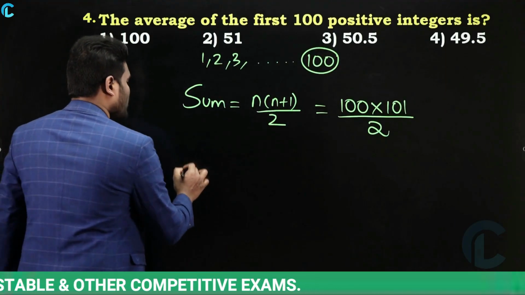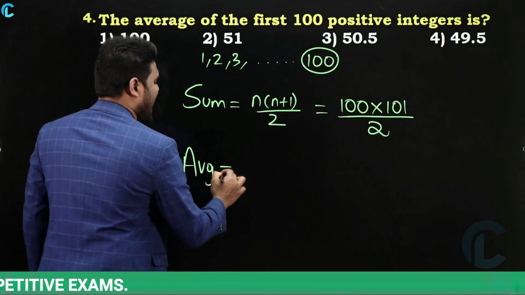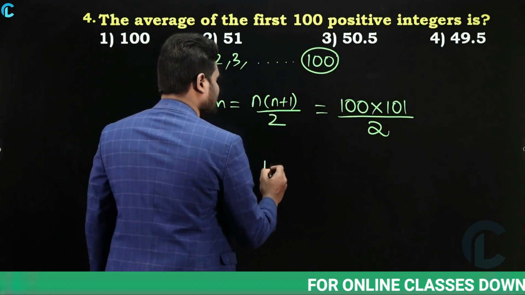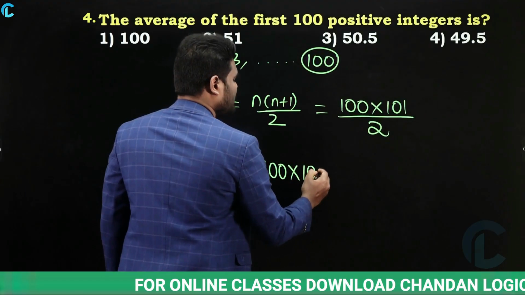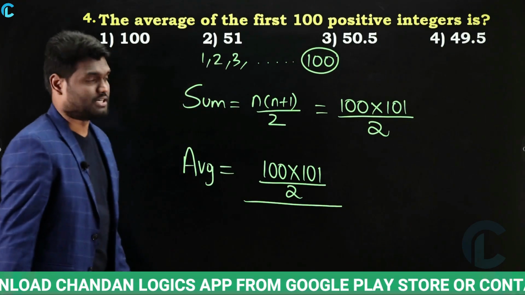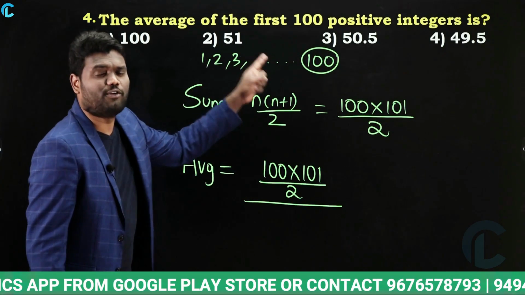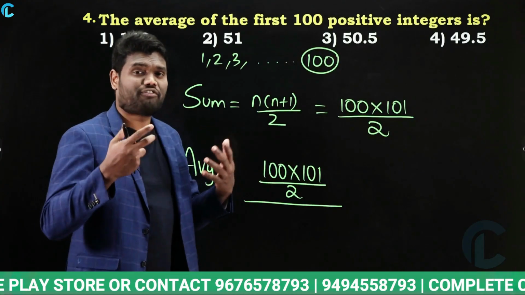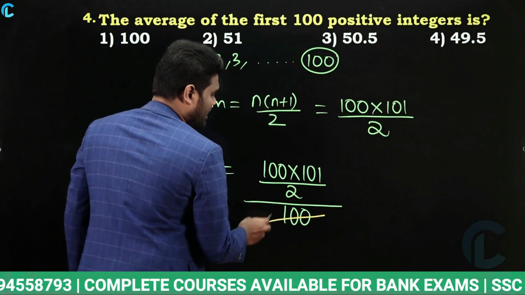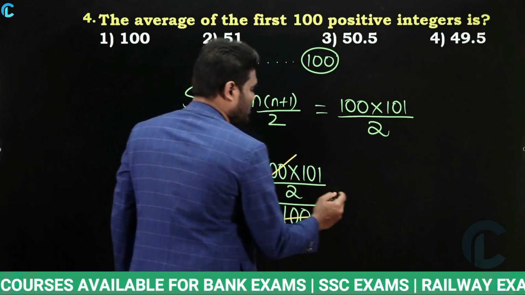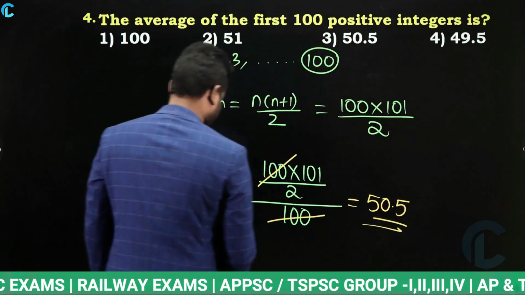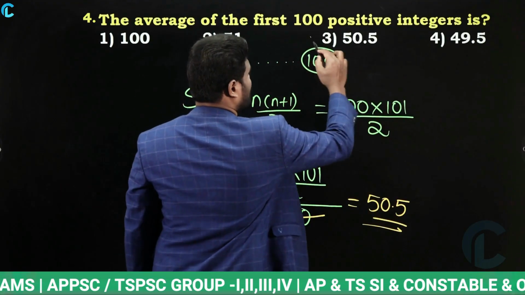But what is the question asking? The question is asking us to calculate the average. Average is nothing but the sum of numbers divided by the number of numbers. So the sum is 100 into 101 divided by 2, divided by the number of numbers. How many numbers do you have? 1, 2, 3, 4, 5, 6, and so on to 100, so the number of numbers is 100. Yes or no? Now calculate this. 100 gets cancelled, leaving 101 by 2, which is 50.5. So the answer is 50.5, which is option 3.